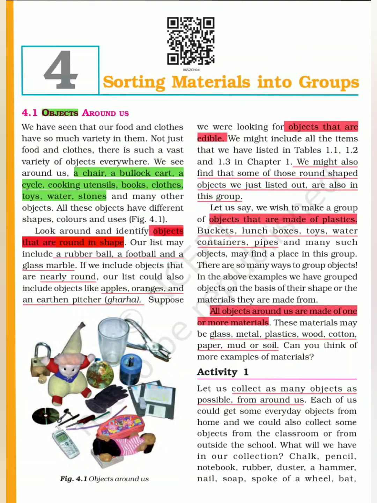The things which we can see around us, like a chair, a bullock cart, etc., are known as objects, and all these objects have different color, shape and uses. Some of the objects are round in shape, like a football or rubber ball, and others are nearly round, like apples and oranges. Some are edible, meaning we can eat them, and some of them, like apples and oranges, can be grouped as both round in shape as well as edible.